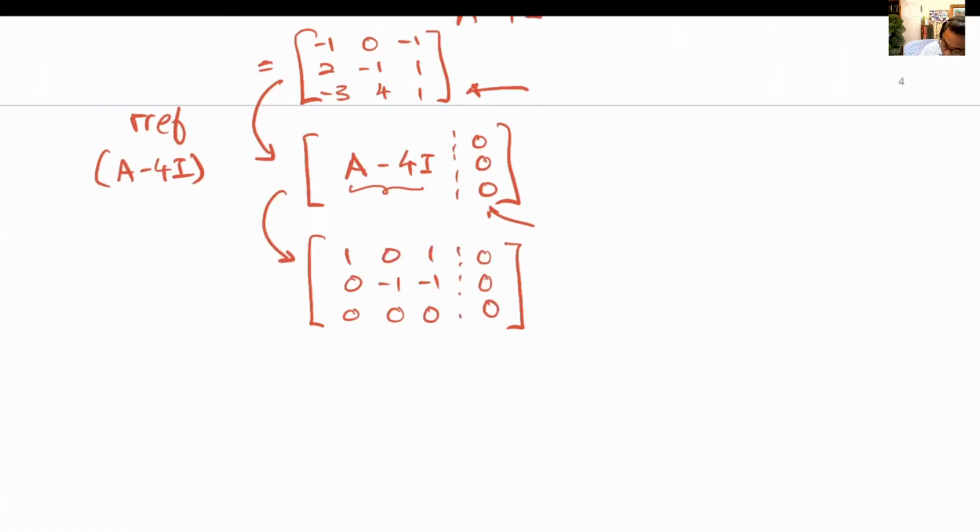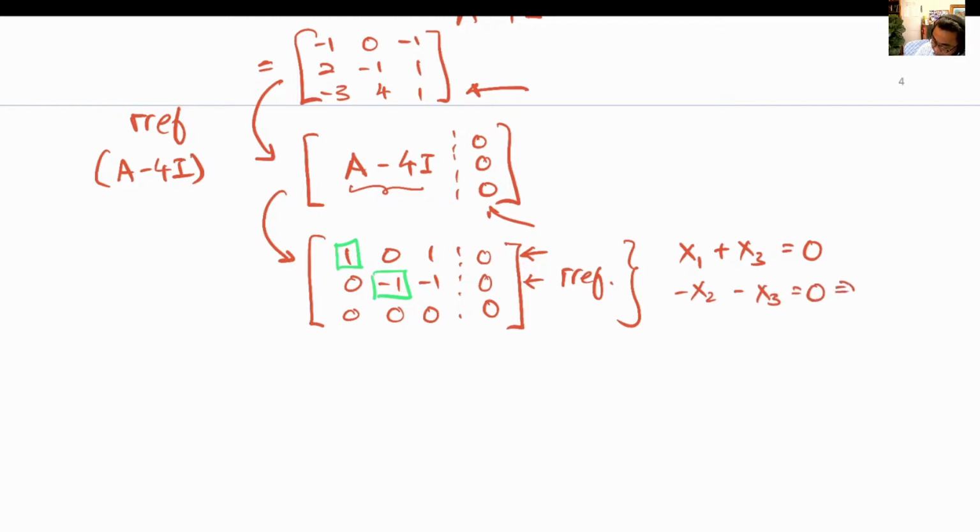When the matrix is reduced into this form, the reduced row echelon form, we can write the equations relating x1 with the free variable x3. So let us first identify the pivots, which are in the x1 and x2 locations, showing that x3 is the free variable. So we have x1 plus x3 equals 0 from the first equation, and from the second equation, minus x2 minus x3 equals 0. This implies that x2 equals minus x3, and this implies that x1 equals minus x3.